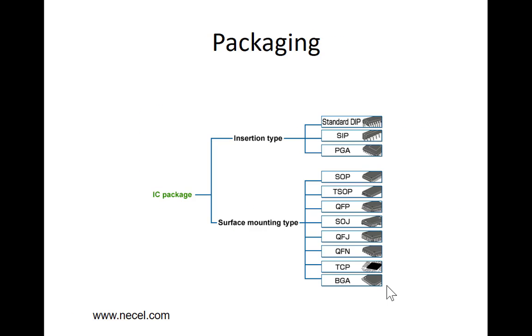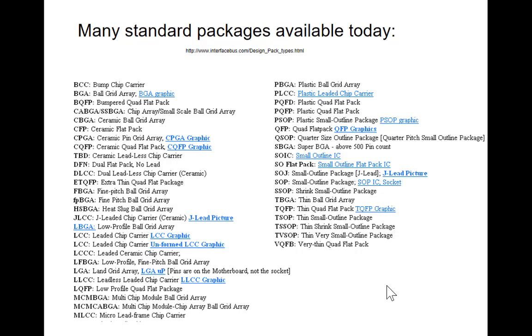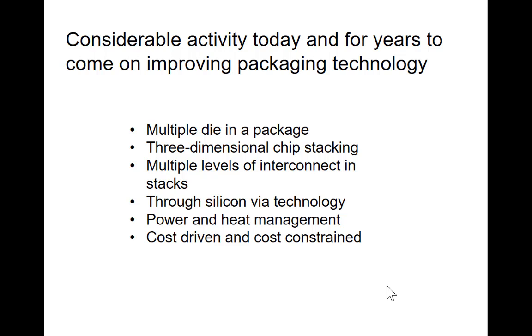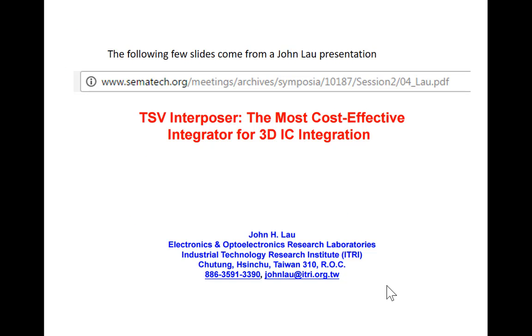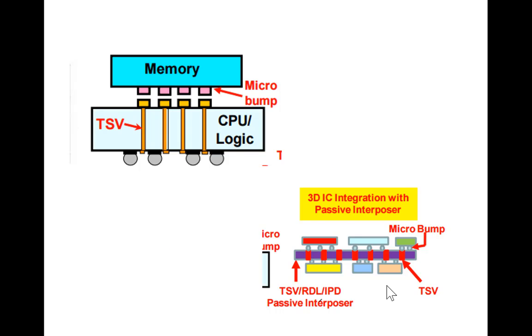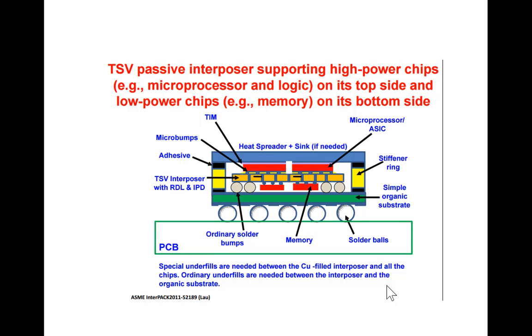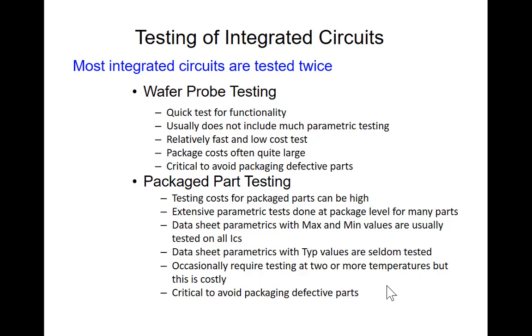A lot of different packages available. I'm not going to go through them. There's literally dozens and dozens of different packages that are available. There's a lot of work going on today in stacking die on top of each other. Again, for time reasons, I'm not going to go through that, but that's one way we're increasing the density right now of our integrated circuits. We'll put 2 or 3 or 4 or 5 die in one package maybe. And this kind of shows how they go together.